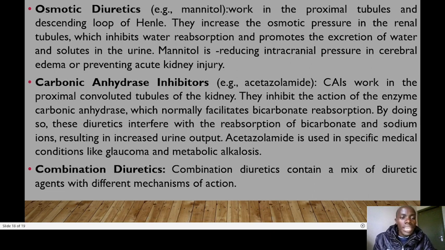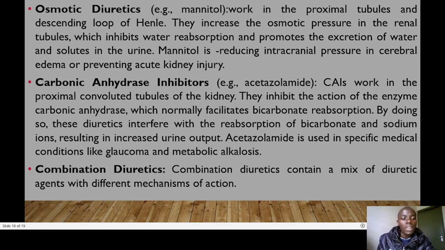We also have the carbonic anhydrase inhibitors. A good example is acetazolamide. So you find that carbonic anhydrase inhibitors work in the proximal convoluted tubule of the kidney. They inhibit the action of the enzyme carbonic anhydrase, which normally facilitates bicarbonate reabsorption. So by doing so, these diuretics interfere with the reabsorption of bicarbonate and sodium ions, resulting in increased urine output. So acetazolamide is used specifically in conditions like glaucoma and metabolic alkalosis.